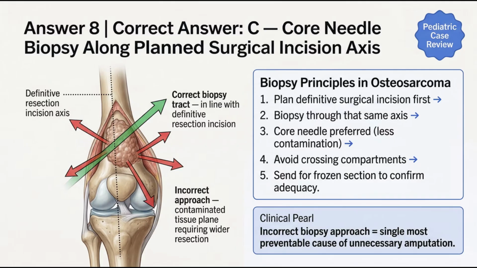The approach must never cross compartments, as tumor seeding of an additional compartment would require a more extensive resection or even amputation. The specimen should be sent for frozen section during the procedure to confirm diagnostic adequacy. An incorrect biopsy approach is considered the single most preventable cause of unnecessary amputation in osteosarcoma management.